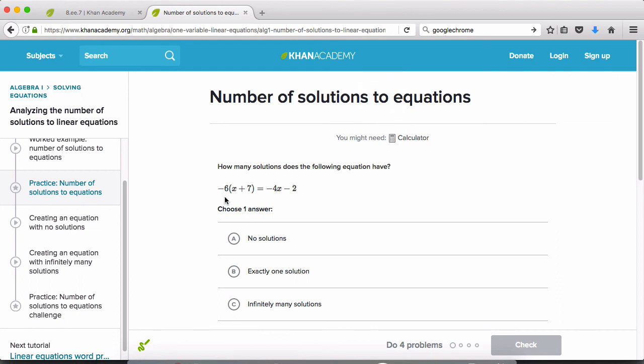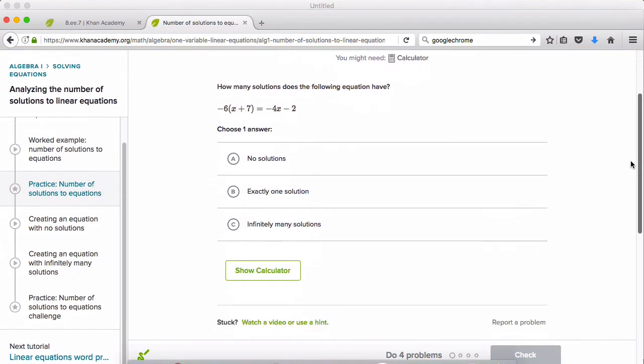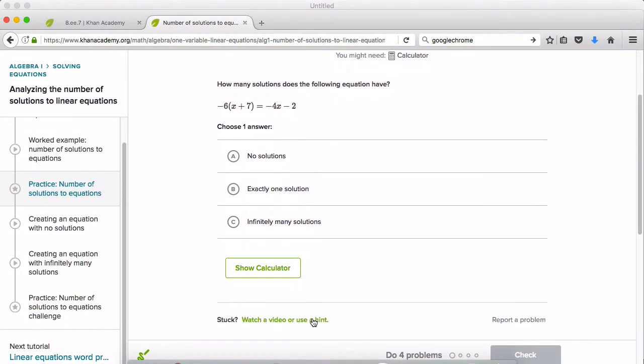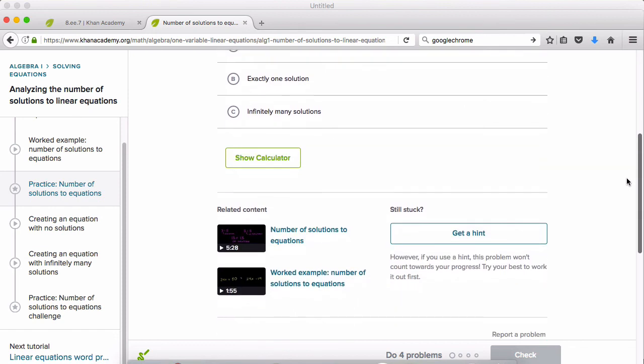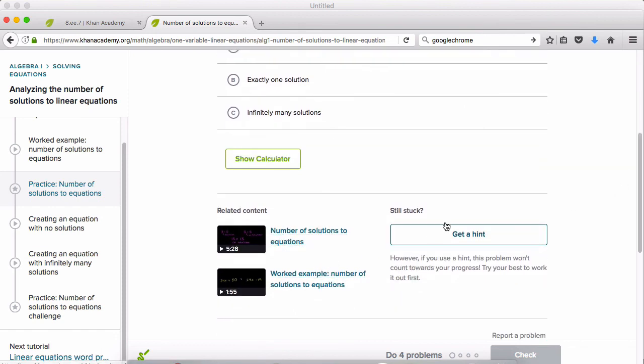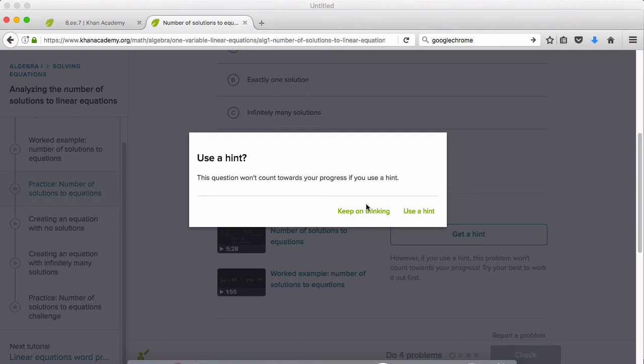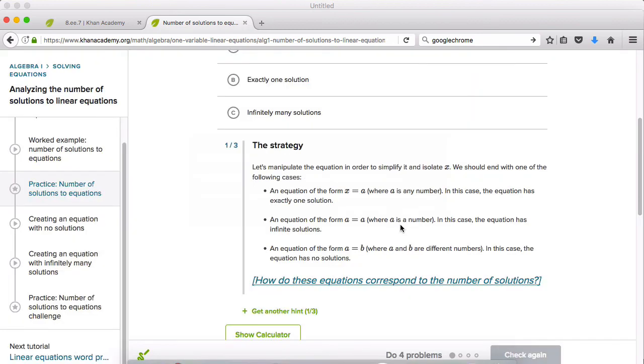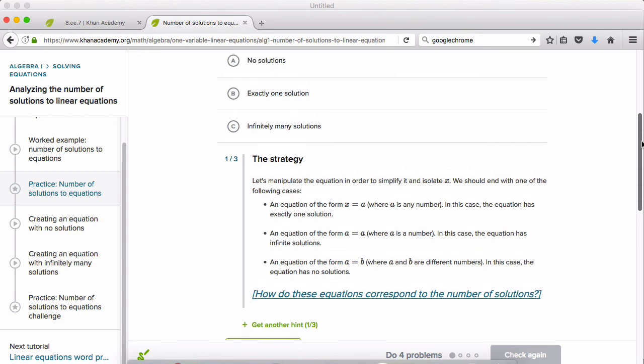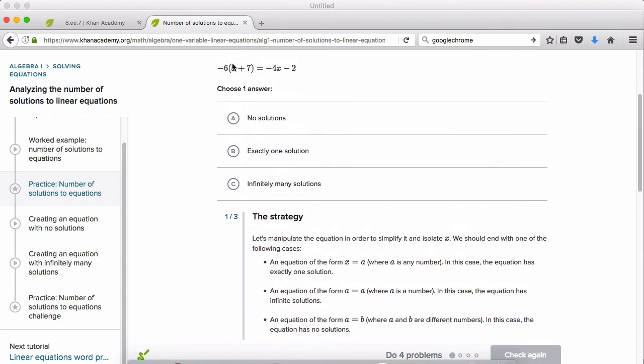So they're going to give you something that looks just the same as what we just did. It says you probably need a calculator, and if you really don't know, you can always press use a hint, or you can find these videos you can watch, or you can get a hint. That's fine, use the hint. Let's manipulate the equation to simplify, so just what we just did. It says go ahead and start solving this equation for x, and it gives you the 3 situations. Is it always true? A always is A. Is it never true? Or is it only sometimes true, where it has one solution?